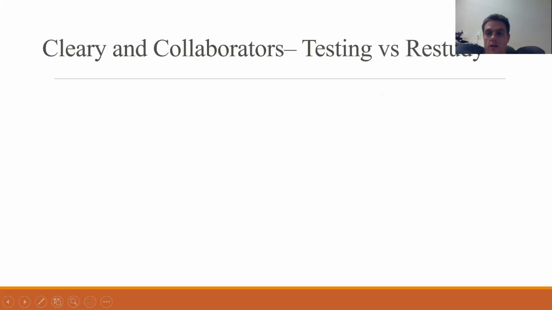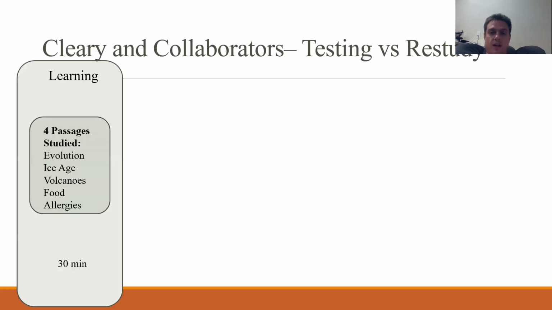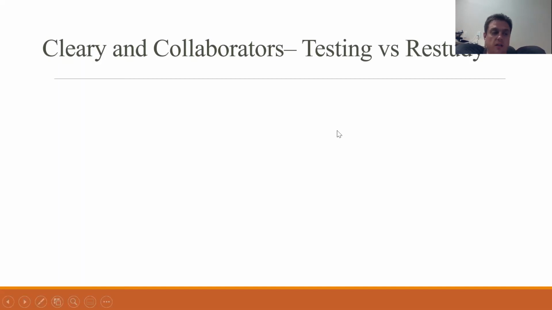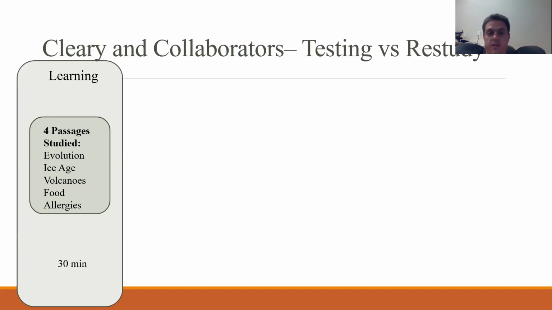Okay, so let's also look at some ways people here at CSU have looked at the testing effect. Something we're doing in my lab is a more practical way of implementing the testing effect. Clary, my supervisor, and a few other people and I have been doing this thing with smartwatches. People study passages on random topics like evolution, the Ice Age, volcanoes, food, allergies. There's a few more, but that's the general idea. They read these passages for 30 minutes.